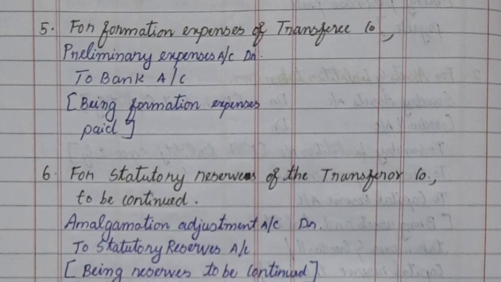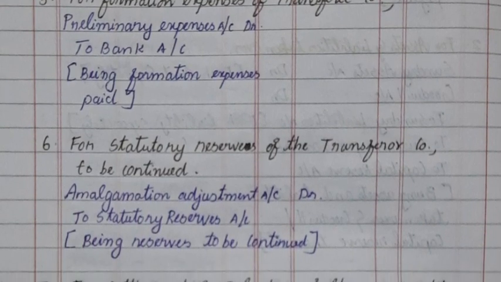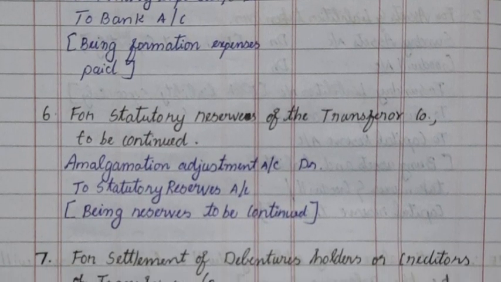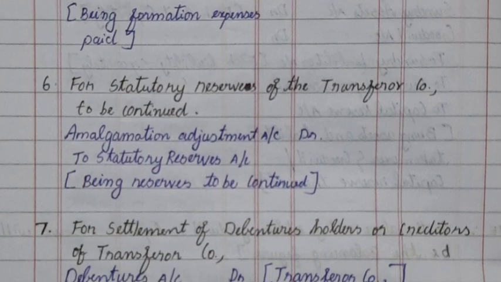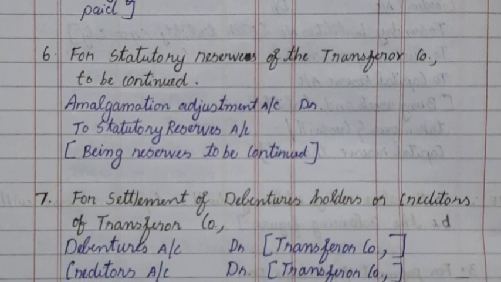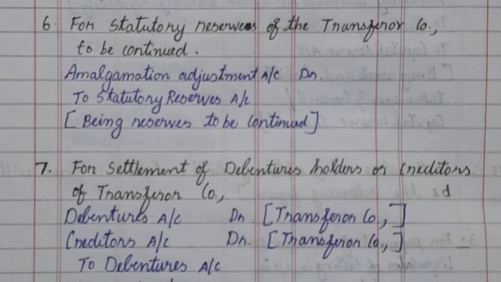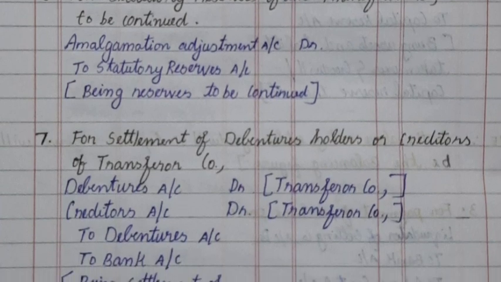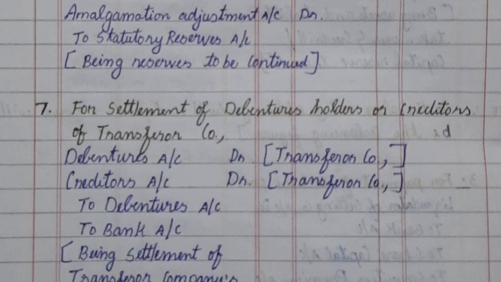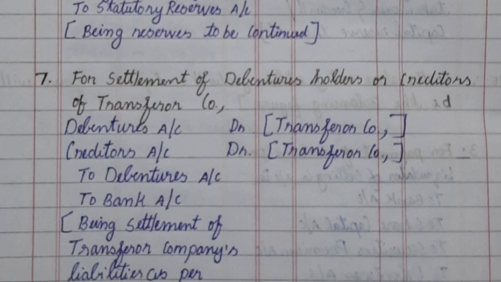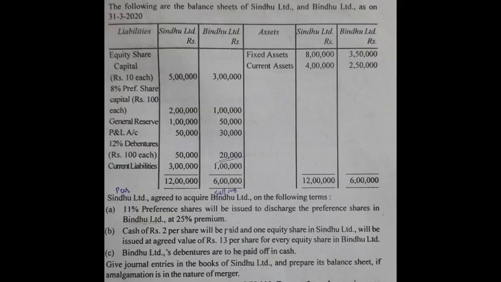For statutory reserve of transfer company to be continued, amalgamation adjustment account debit to statutory reserve account. For settlement of debenture holders or creditors of transfer company, debentures account debit of transfer company, creditors account debit of transfer company to debentures account, to bank account. Now let's see an example.